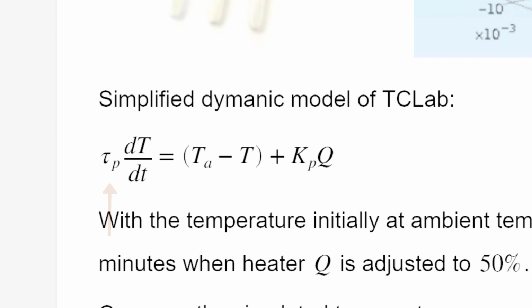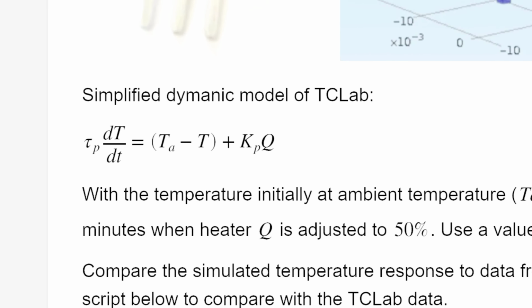Here we have tau, which is the time constant, or how long it takes to actually have the full change, multiplied by the derivative of temperature with respect to time, is equal to the difference of the ambient temperature and the temperature of the control lab, plus the gain times the heater setting. The gain is what converts the heater setting to an actual value, here degrees Celsius, or a change in temperature.